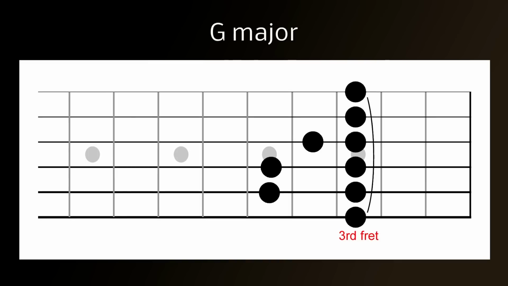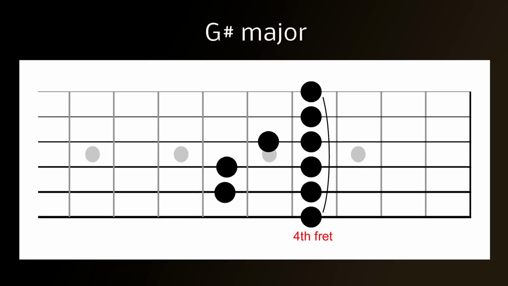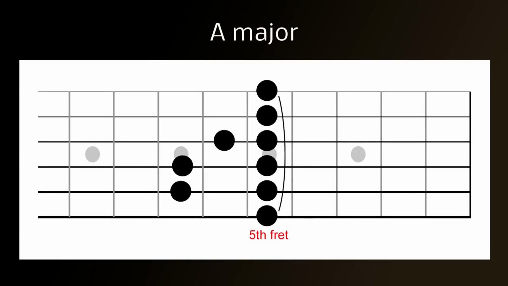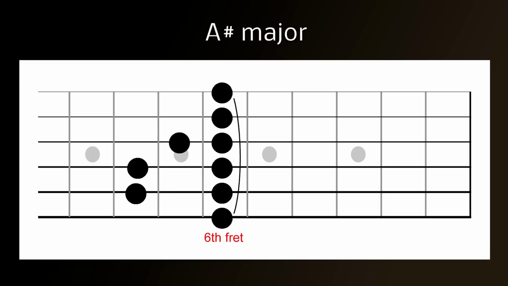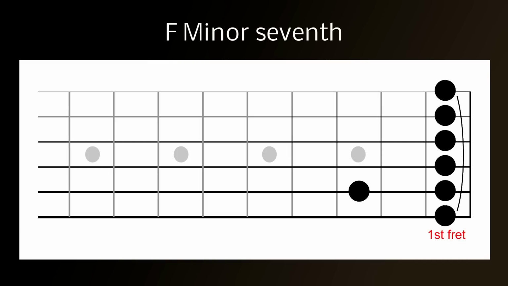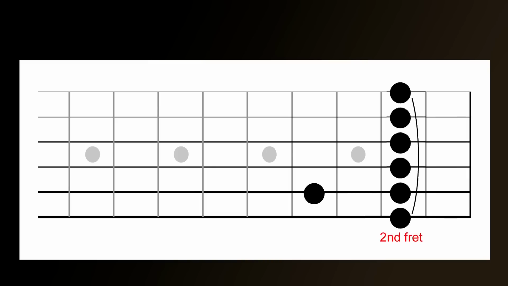So if you were to get a G major in the 3rd fret and take it up to the 4th fret, it would become G sharp major. Also, if you were to take the A in the 5th fret and take that up to the 6th fret, or up a semitone, that would be A sharp. And this rule doesn't stop with the majors and the minors. If you were to take, for example, an F minor 7th in the 1st fret and take it up by a fret to the 2nd fret, it would be F sharp minor 7th.